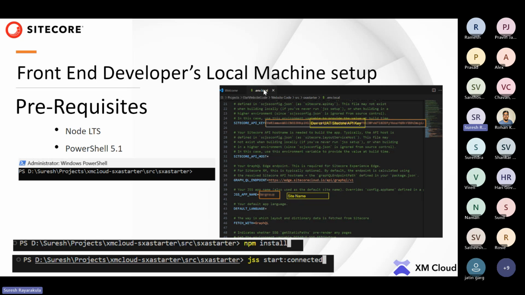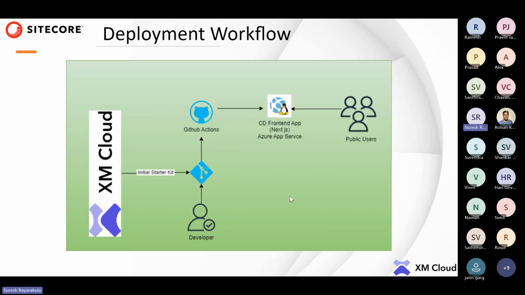Now the front-end developer simply connects to the required environment and they can see the website on their local machine. So this is very simple, and now we will see the deployment workflow. I think everyone knows about Vercel. Vercel is recommended by Sitecore. So here I'm going to explain about using GitHub with the Azure App Service.